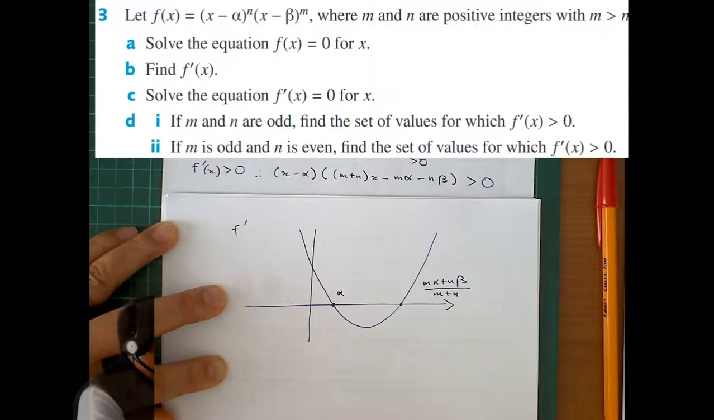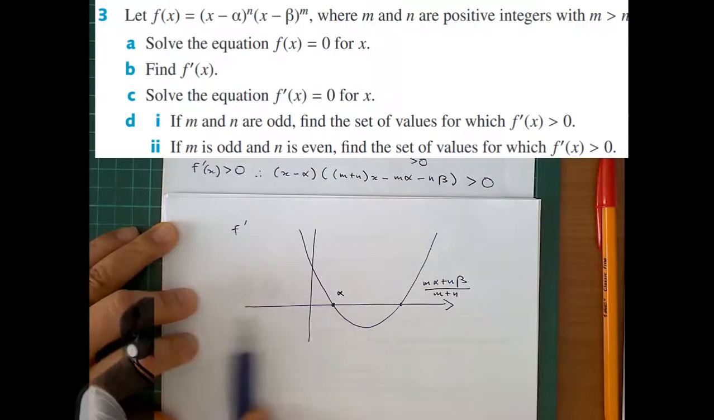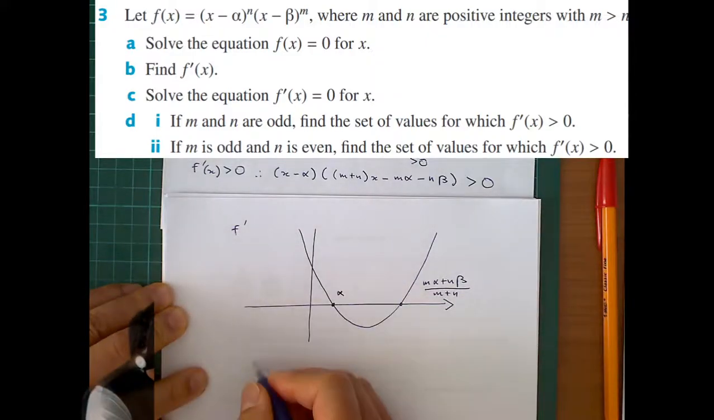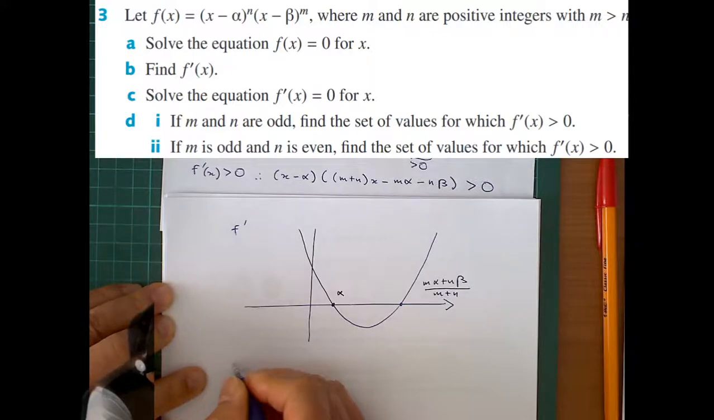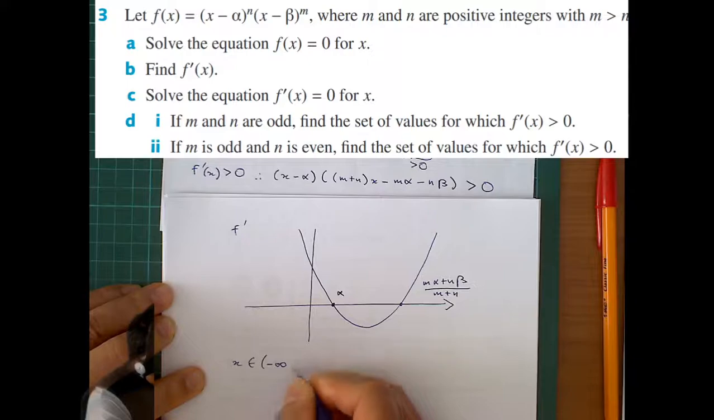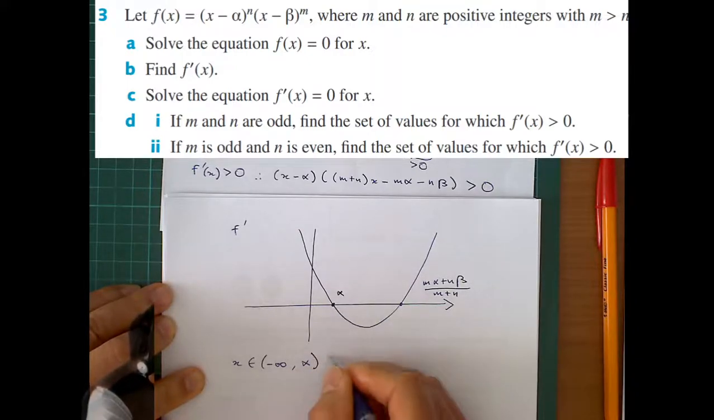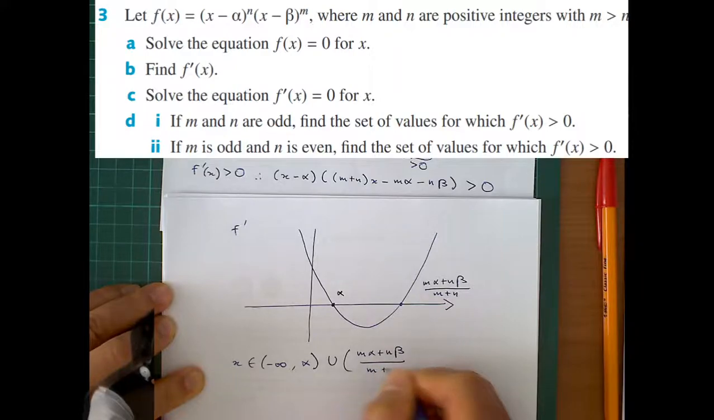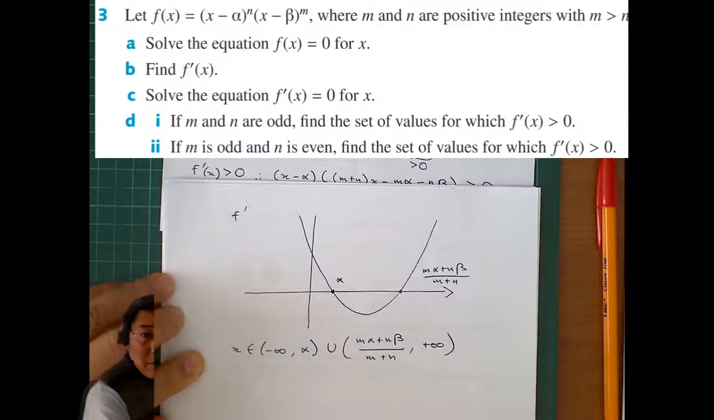To be positive, you need to be less than alpha or greater than that. So graphically, what I can say is x is from negative infinity to alpha excluded, because we don't want that to equal 0, to this value m alpha plus n beta over m plus n to positive infinity. Okay.